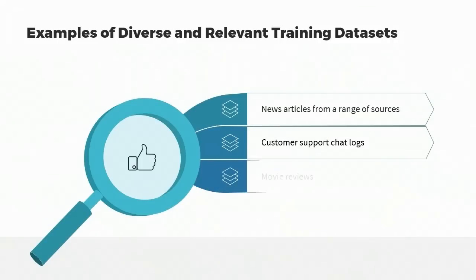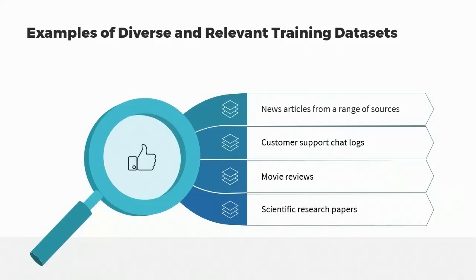Another form of training data could be movie reviews, which provide both positive and negative opinions and perspectives on movies from various genres and time periods. Lastly, scientific research papers could be another valuable source of data that covers a broad scope of fields such as biology, chemistry, and physics. By using diverse and relevant training data, developers can improve ChatGPT's accuracy and ensure that the model is able to generate useful responses across an assortment of topics and domains.